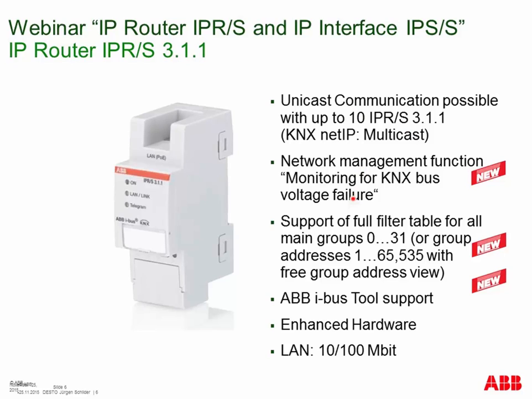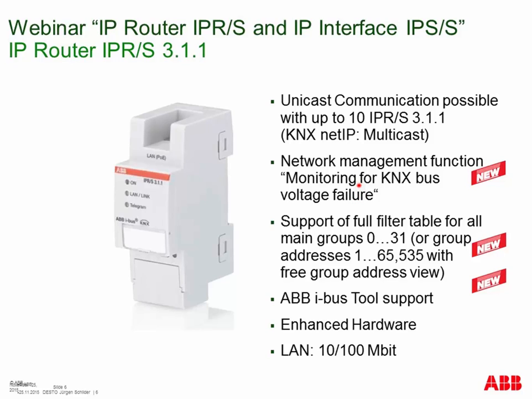Then our new IP router supports the so-called network management function. If there's any KNX bus voltage failure, then directly from this IP router, an IP telegram can be sent on the network informing about this malfunction to, for example, a visualization, and then you have clear feedback that something is wrong in the line behind.